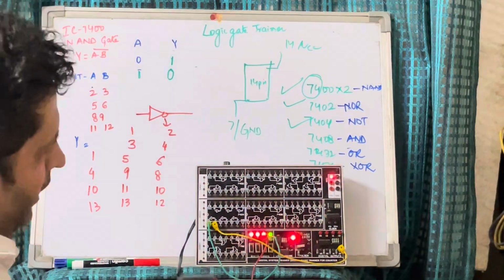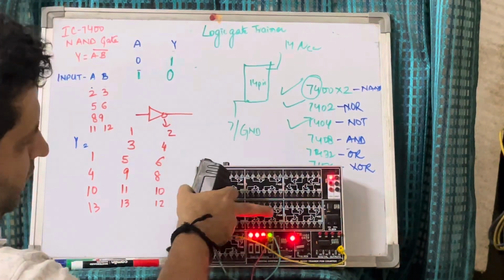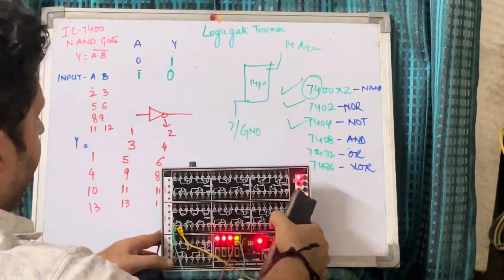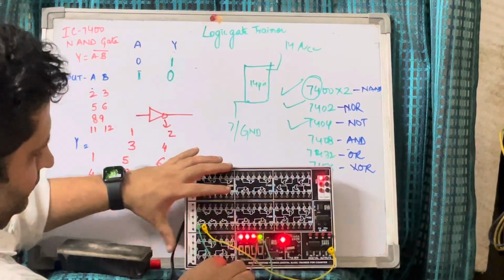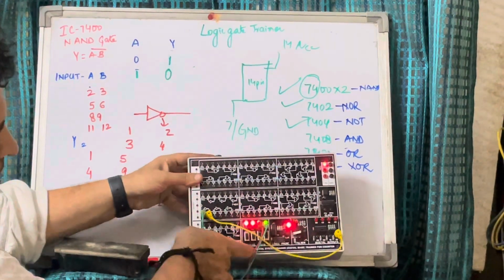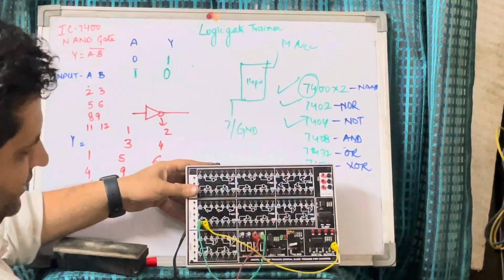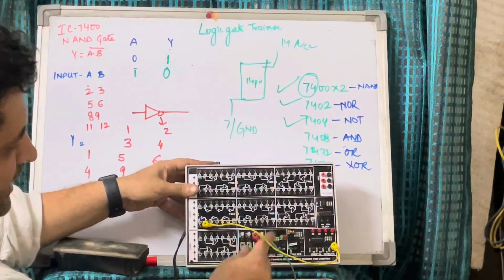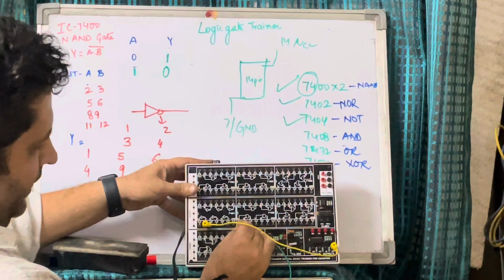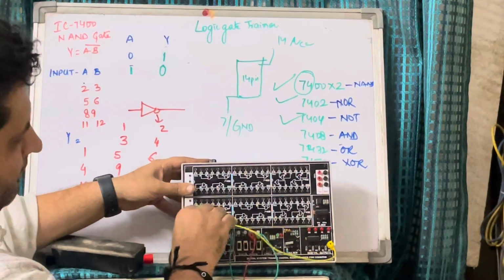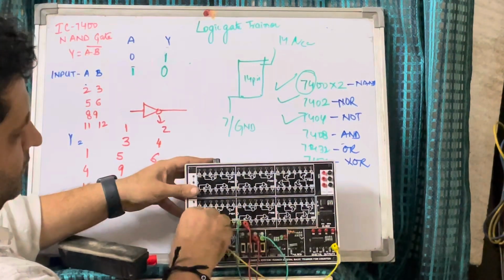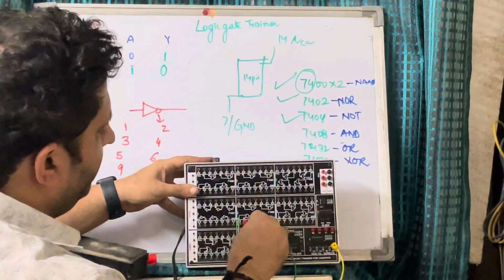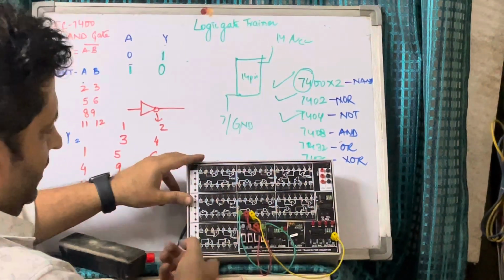Now we are going to do the next IC, that is 7408. For this IC we need two inputs. First of all we'll switch off the trainer. We'll make the required connection. This is my I0 going to pin number 1 and my I1 going to pin number 2. My output pin number 3 is going here. Now I'll switch it on.